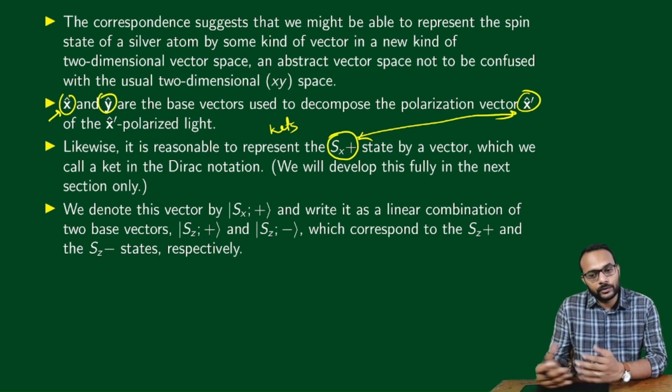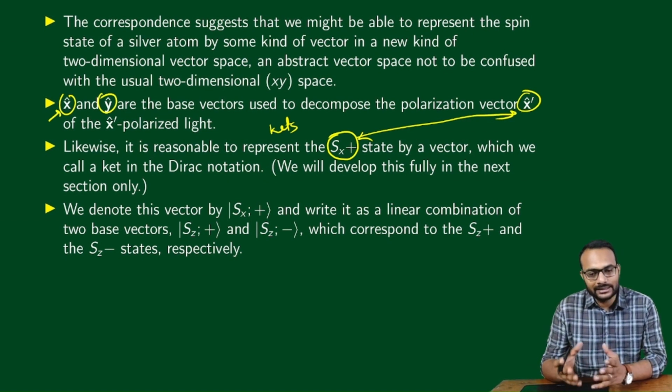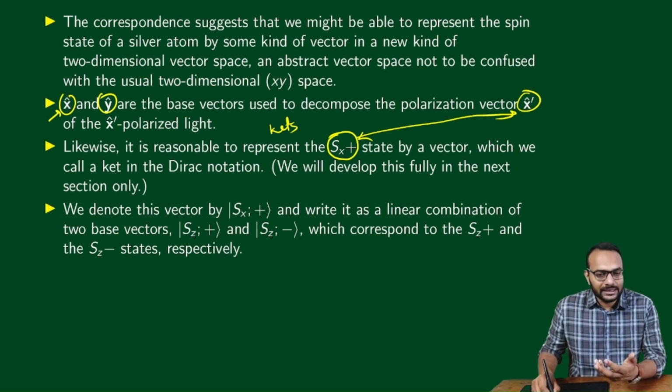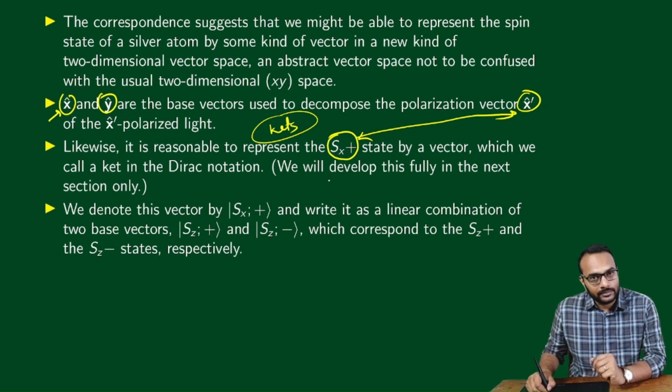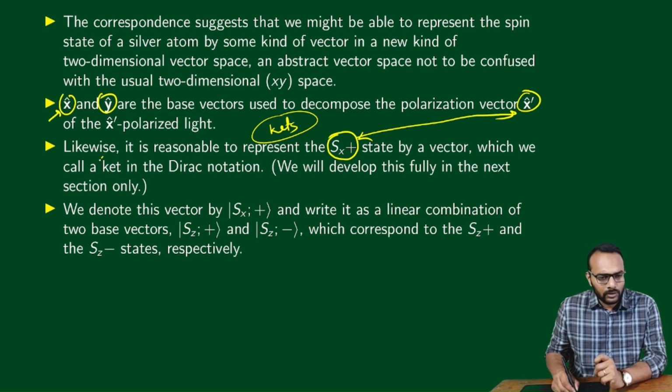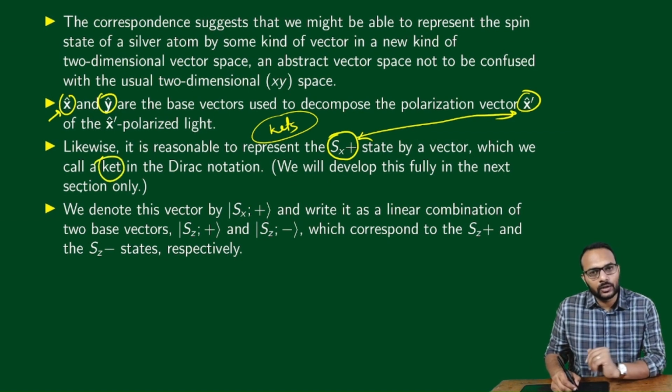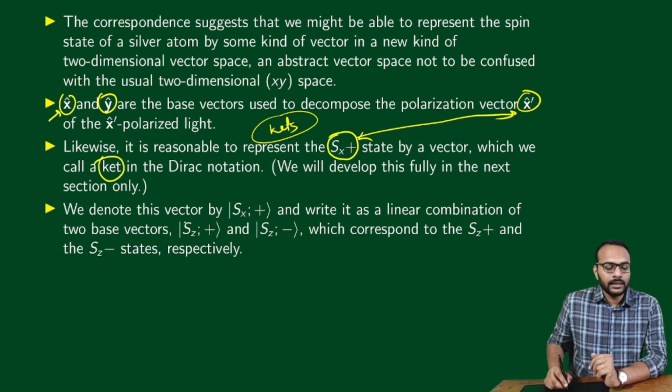Now we'll develop this fully in the next section, but this is the basic idea. So the vectors that we'll use, in order to differentiate them from the usual real space vectors, we'll call kets. So it is reasonable to represent the Sx plus state by a vector which we call a ket. For now this is just a name. These vectors are called kets. That's all. Now we denote this vector by a symbol.